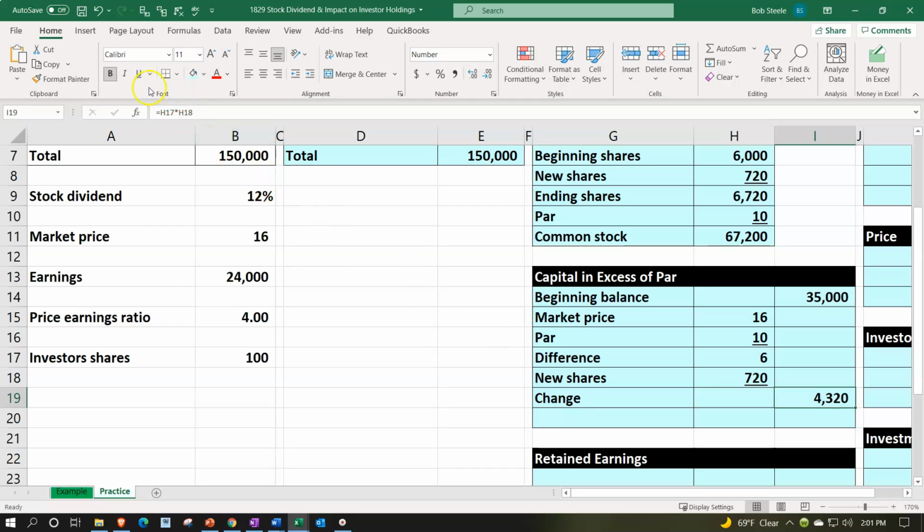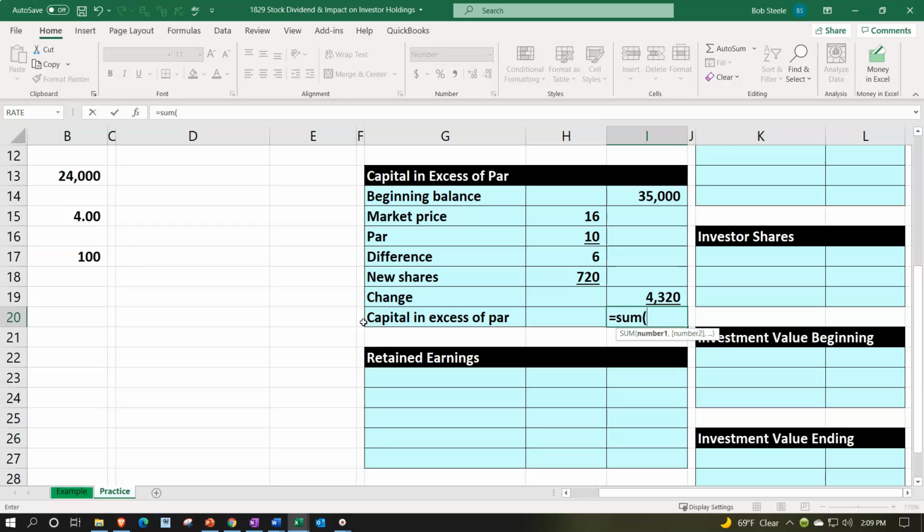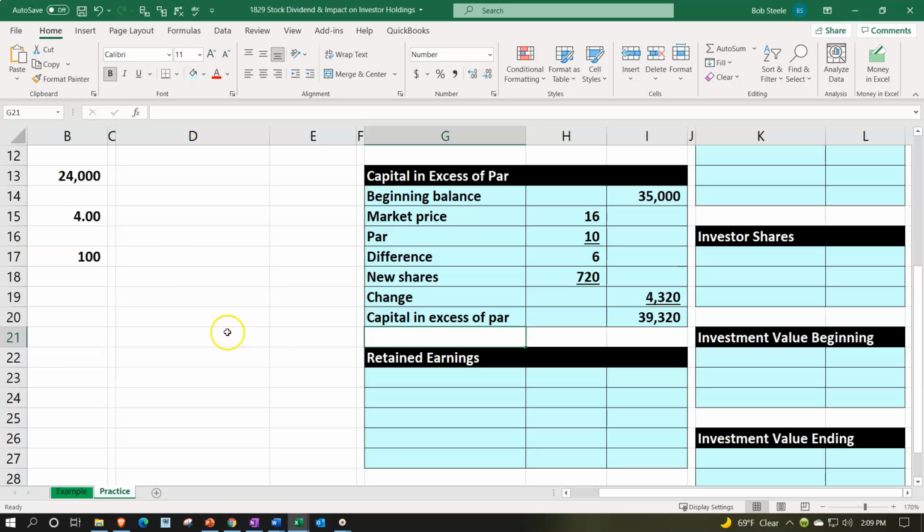Let's put an underline under that. We do that by putting a line underneath the number, thus the name, underline. That'll give us our ending balance here, which I'm just going to call the capital in excess of par, which I'm just going to sum up. I'm going to sum up the outer number, equals the sum, even though there's a lot of blank cells, the 35,000 plus the 4,320. So there we have the 39,320.